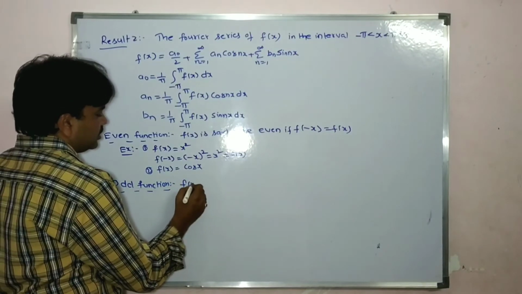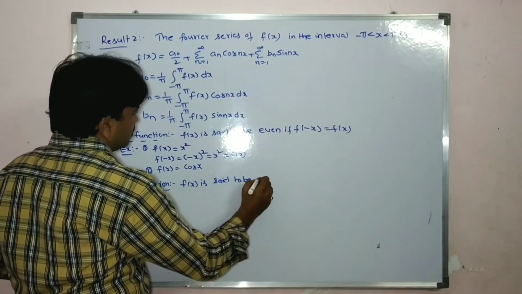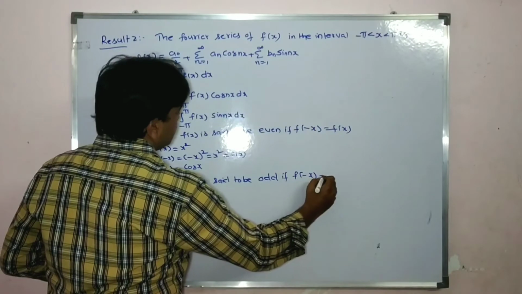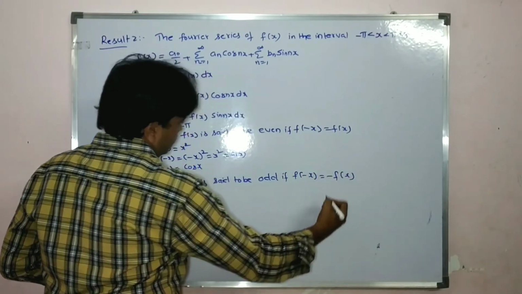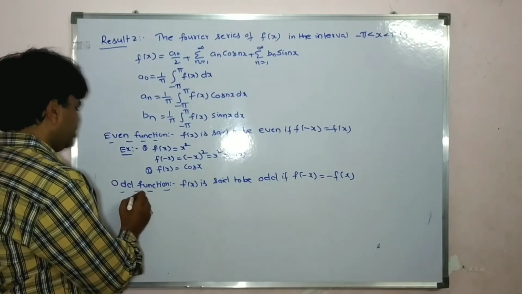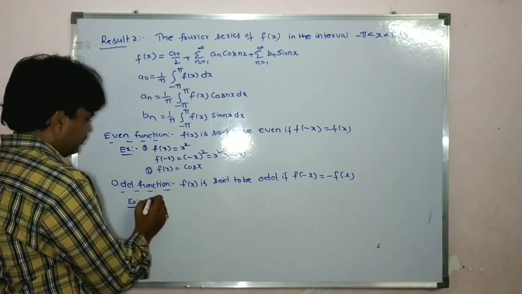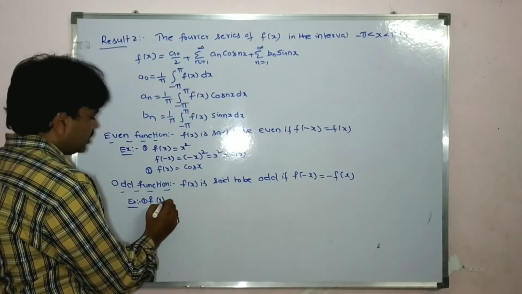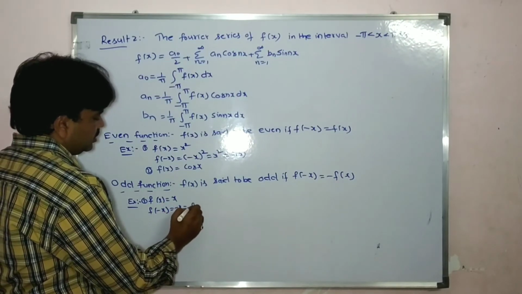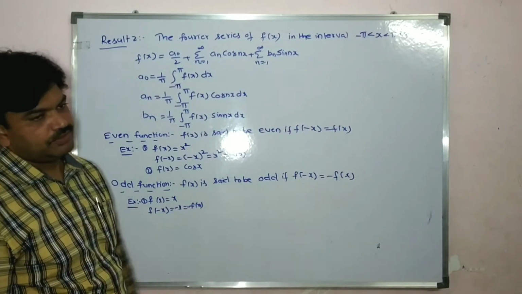f of x is said to be odd if f of minus x is equal to minus f of x, students. Now, we can give so many examples here. What are the examples? f of x is equal to x. Now here, f of minus x is equal to minus x. This is minus f of x. So, f of x is an odd function.